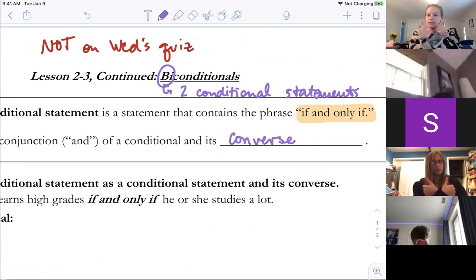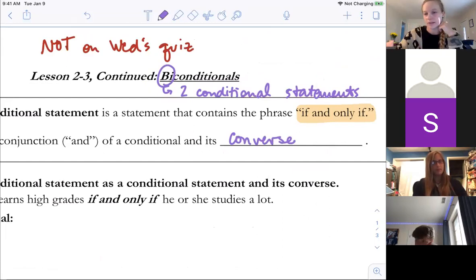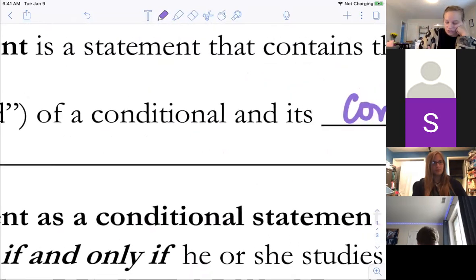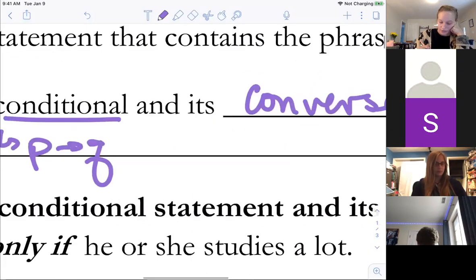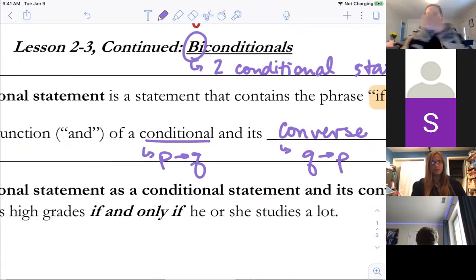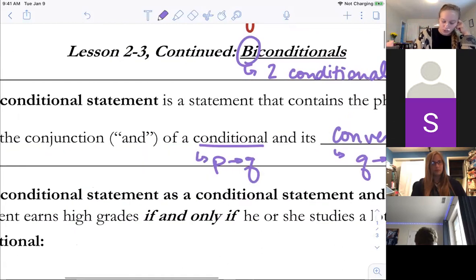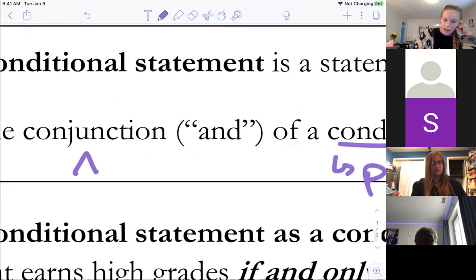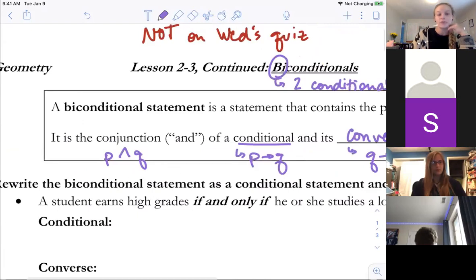So converse looks like this. Again, if you're on your iPad, it's okay if you don't flip back and forth. But see that I'm doing this, which means that I switch my hypothesis and my conclusion. If my conditional is written as P arrow Q, then remember the converse is written as Q arrow P. That just reminds me that I switched them. Very good. And then also remember, we learned the word conjunction last week. That's your and. So if I have like P and Q, essentially we're doing the and with my conditional and my converse.